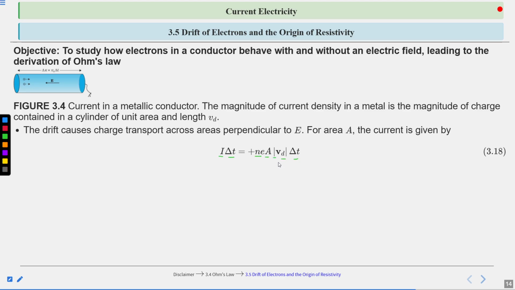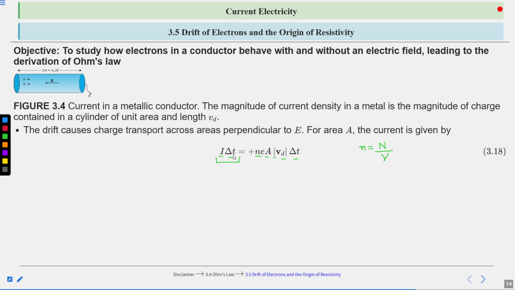How this thing came, I will explain. Okay, so what is this n? n is the number density, also known as the number of particles per unit volume. Okay, so this small n is the number of charged particles, the number of electrons present in this conductor upon the volume of this conductor. It means it can be represented as the number of electrons in the conductor upon the volume of the conductor.